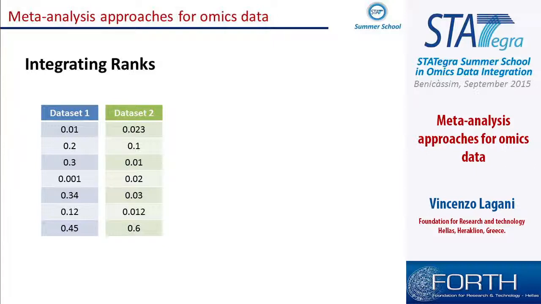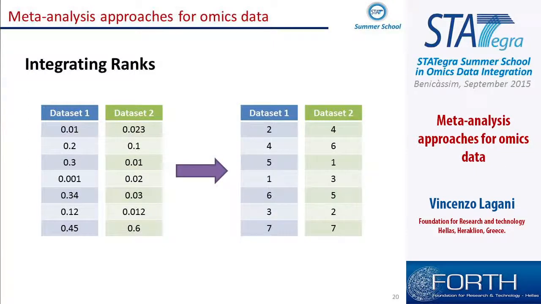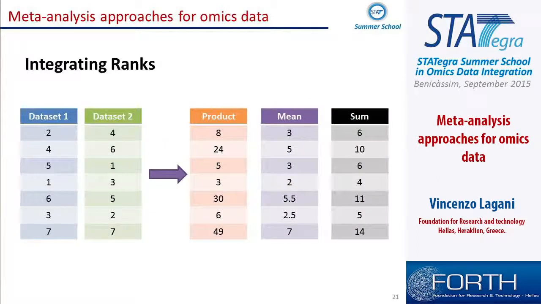What the integration of ranks postulates is that in order to integrate these two vectors of p-values, what I have to do is to convert them into ranks. So the lowest p-value gets the rank number 1, and so on, in both datasets. This is a pretty much simple transformation. And then what can be done in order to integrate these ranks is to take, for example, the product of the ranks, or the mean, or something pretty much similar to the mean, the sum of the ranks. So with a simple function, I have essentially merged different ranks.